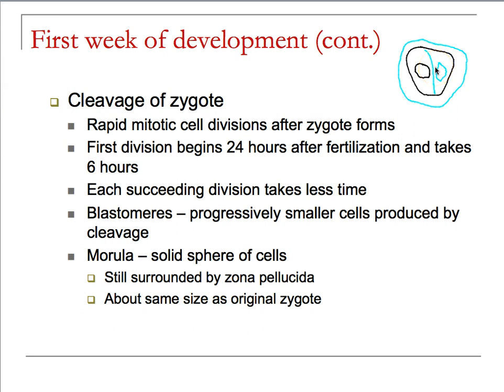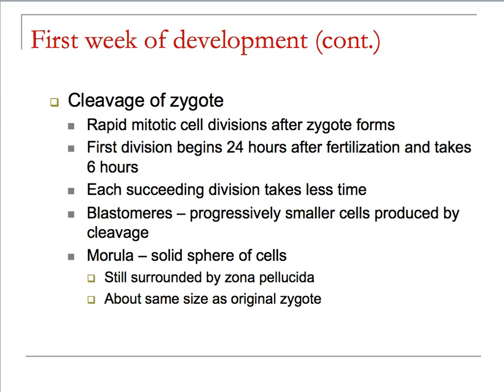Each time it's staying inside the small structure of the zona pellucida, and it's making a series of smaller and smaller cells. And that's why it's called a blastomere. The consequence of this is you make that morula that you saw inside lab. Okay, it's a solid ball of cells. It still has a zona pellucida around it, and it's roughly the same size as the original zygote that was fertilized.